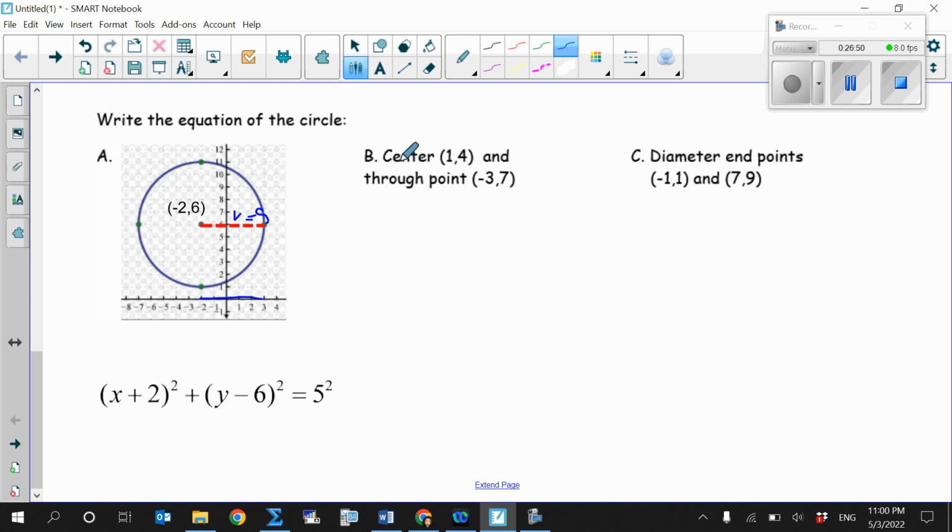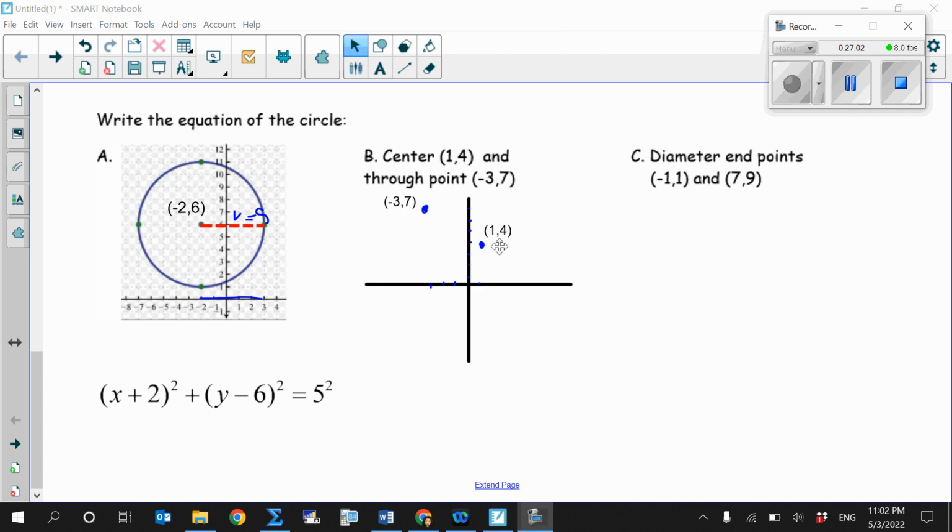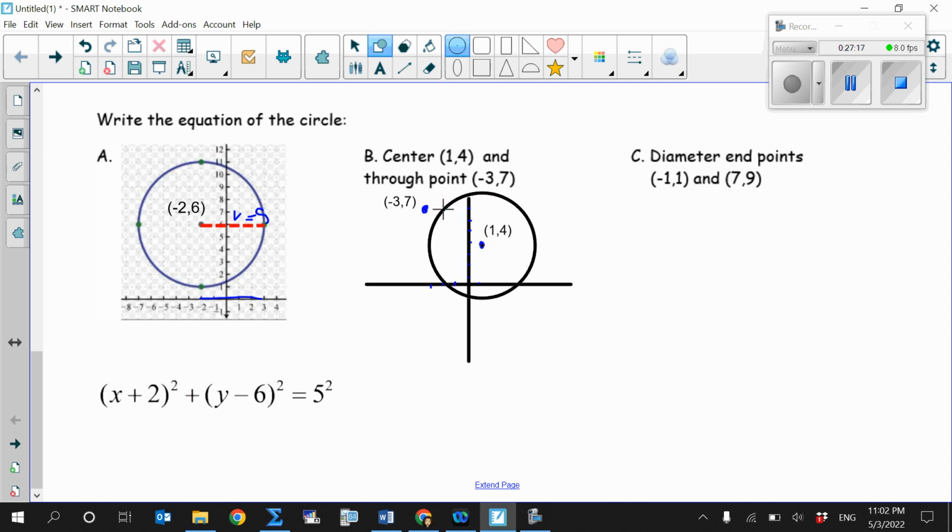We have a circle that has a center at 1 and 4, and it's going to pass through this point, negative 3 and 7. So let's graph these points and see how it looks like. Okay, so we have the center at 1 and 4, and the other point, which is on the perimeter of the circle, is at negative 3 and 7. So basically, we have a circle that looks like this. Center is 1 and 4 and passes through this point. So this is what we have.